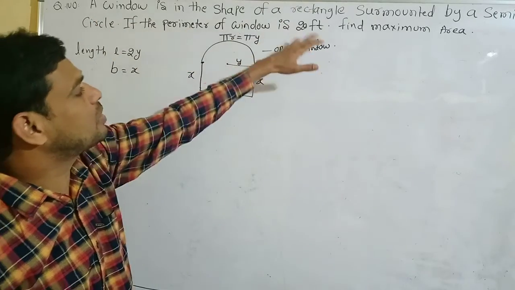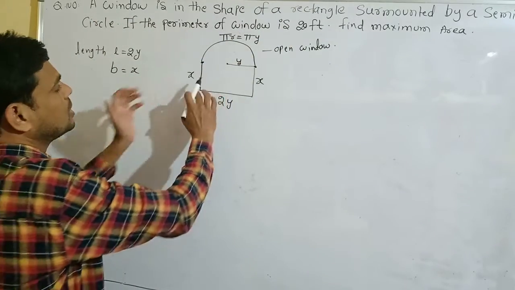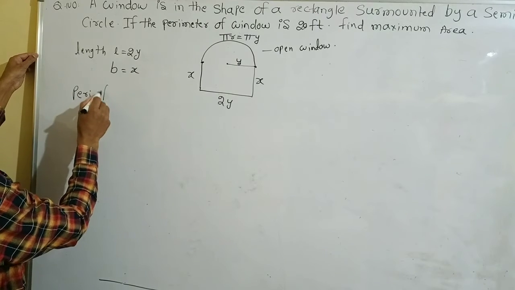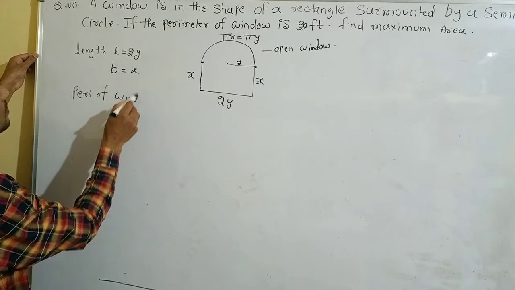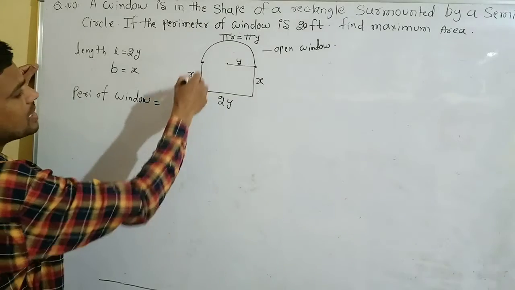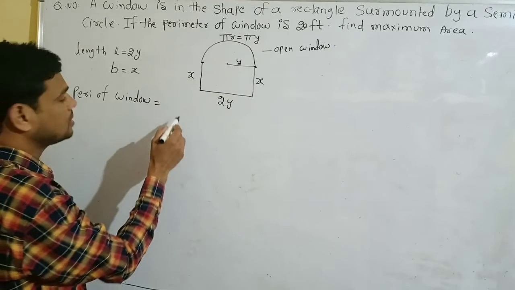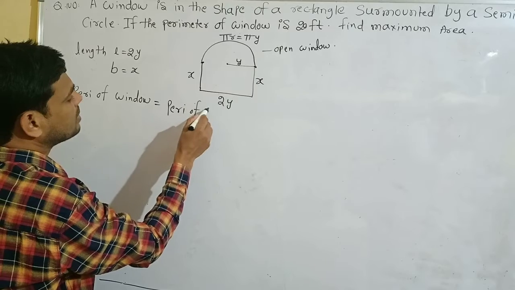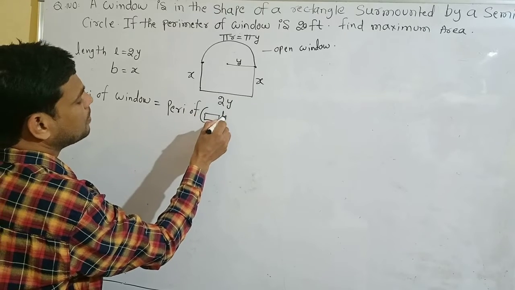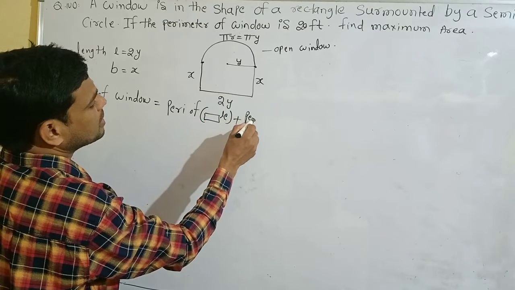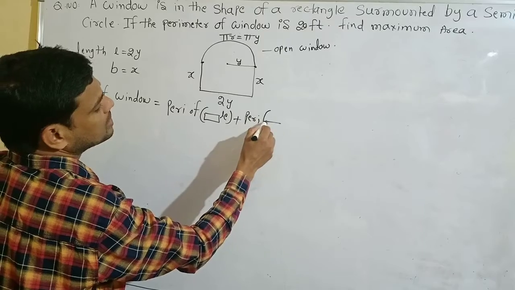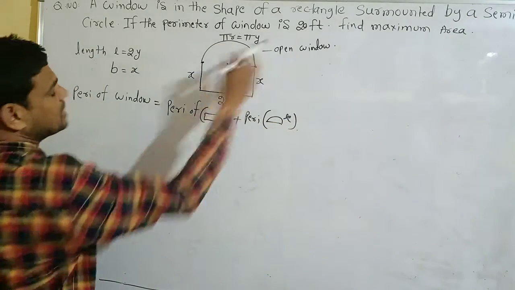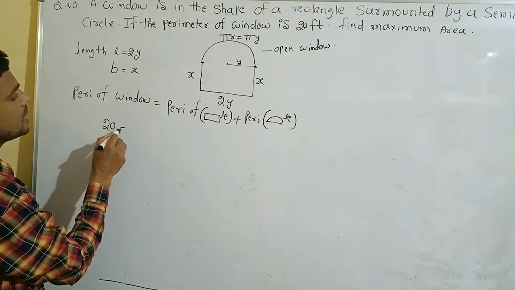The perimeter of the window is 20 feet. Total perimeter. Perimeter of window. The window is what here? Rectangle. Perimeter of rectangle plus perimeter of semicircle. Here the perimeter of the window is given as 20.